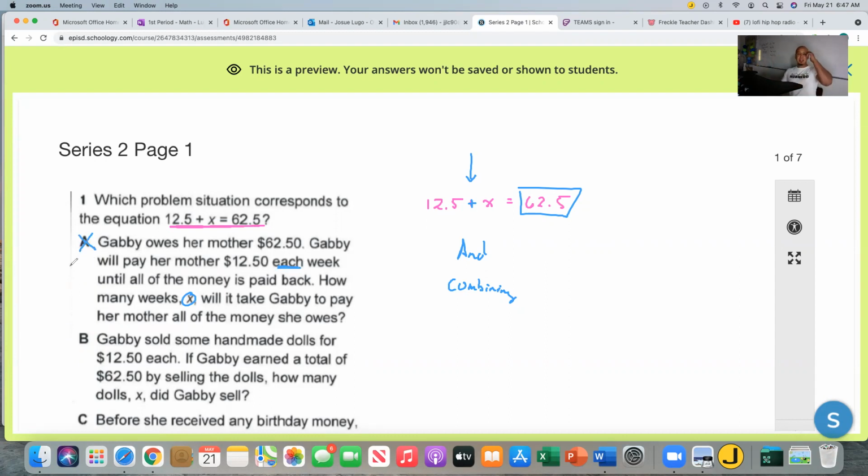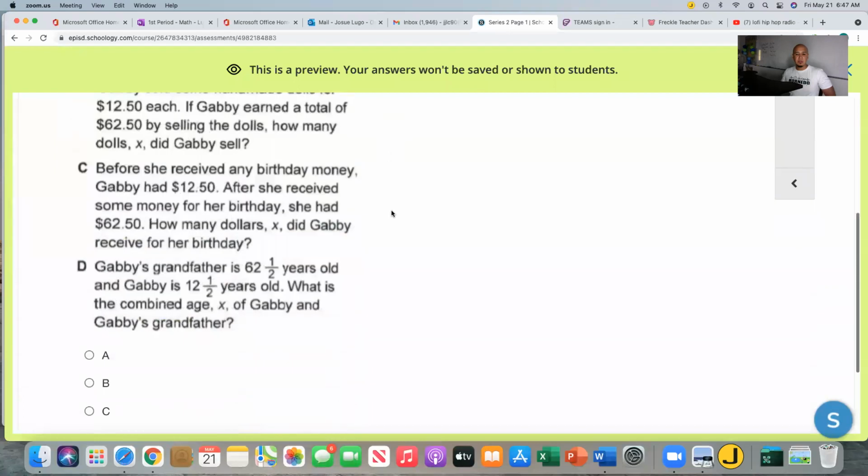So follow that same logic. Which of these involves combining 12.5 and something else, putting two things together to get to 62.5? So that is number 1. Moving on to number 2.